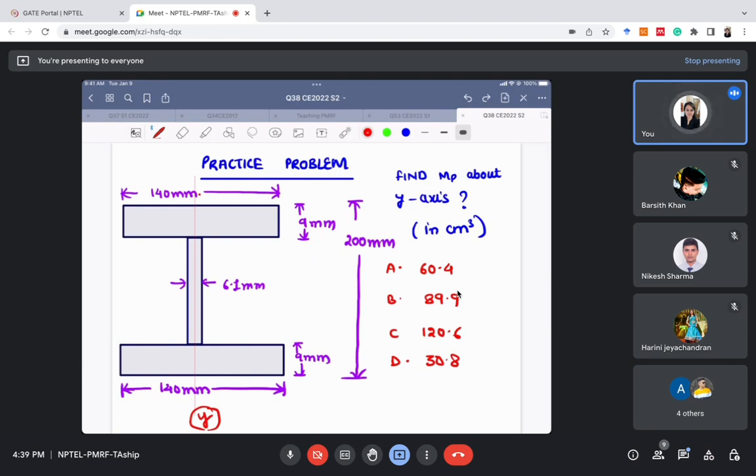So how will you calculate Mp? The formula of Mp I've told you, it is Zp into Fy. Fy is given to you, Fy is 250 Newton per mm square in this case. You just need to calculate the value of Zp, that is the important thing. And the formula for calculating Zp is A by 2 into y1 bar plus y2 bar. Please try to calculate the value of Zp in this case.